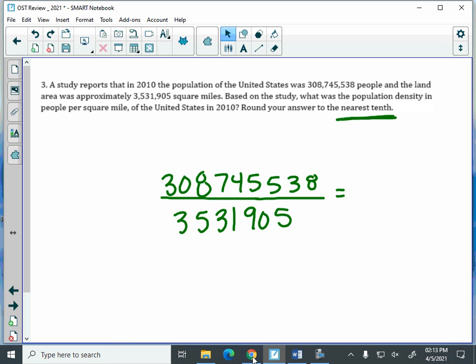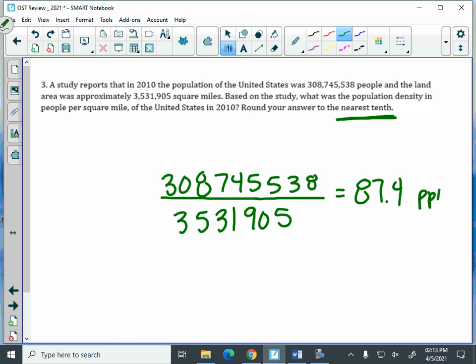And when we do that, I'm not going to switch over to decimals. You should get roughly, and divide those, you got about 87.4. And you label it people per square mile. I'm not super picky about the labeling, but it'd be about 87.4 people per square mile. There we go.